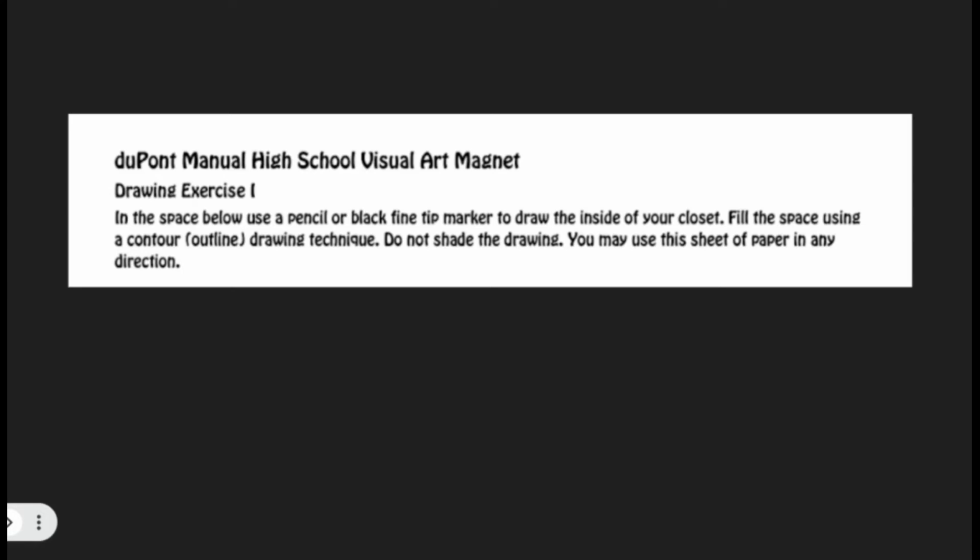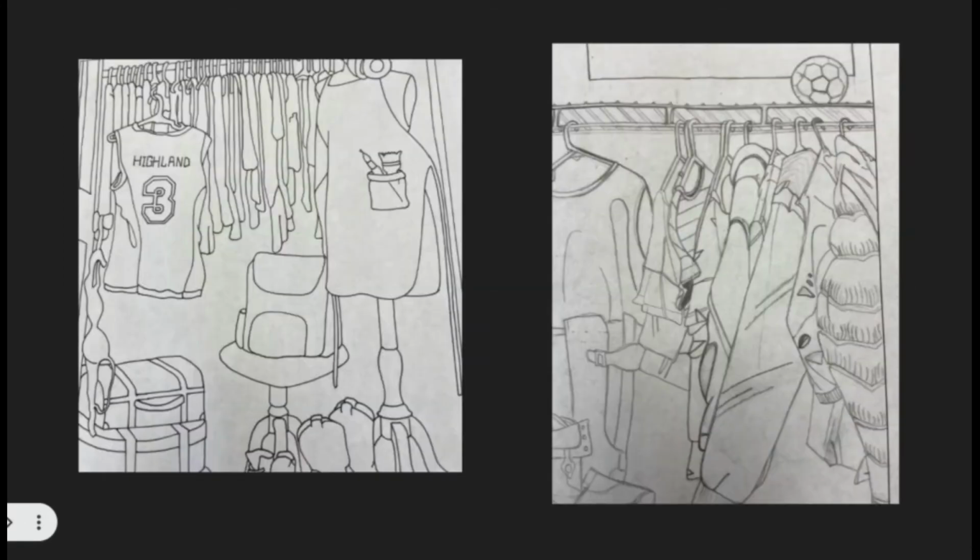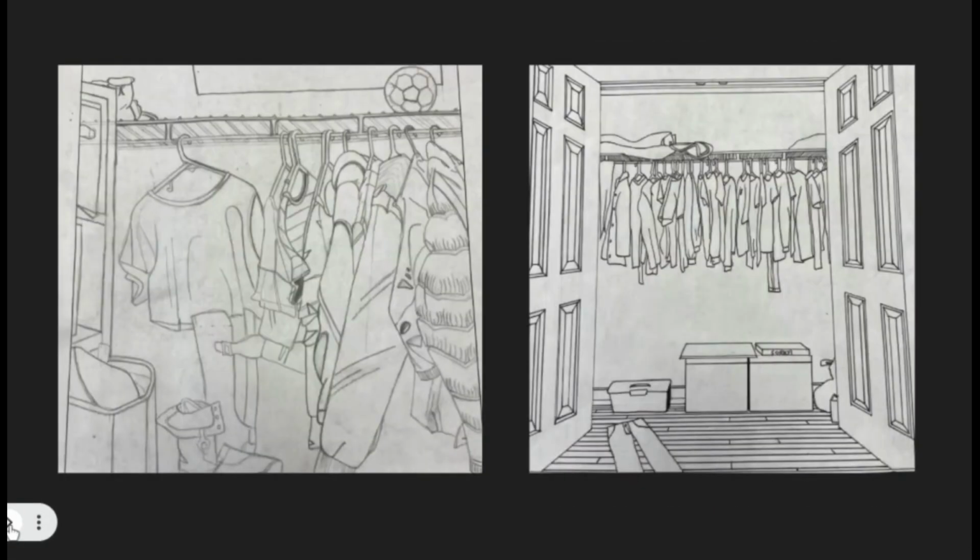There are 3 different drawing exercises you will be asked to complete at home. The first is asking you to draw your closet using a pencil or black tip marker. These drawings should be contour drawings, meaning that they are only outlines with no shading. You should be paying close attention to the edges of objects, things like the wrinkles in clothing, the way different objects overlap each other, and so on. A messy closet is ideal for this project. The more details, the better.